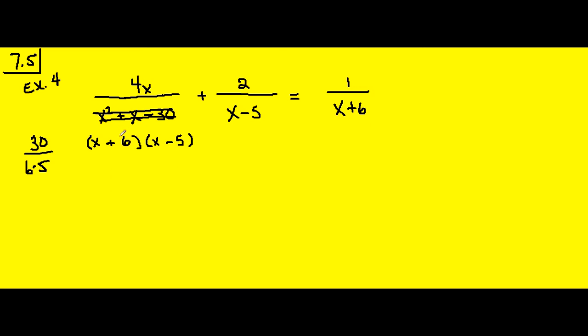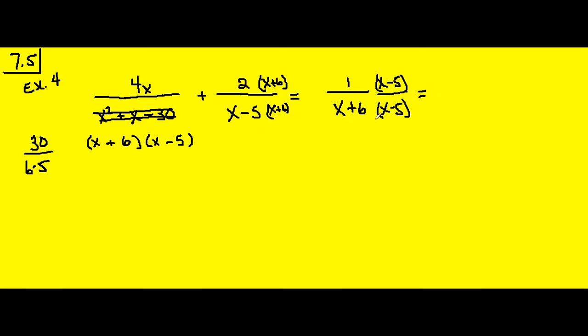So it looks like the LCD is x plus 6 times x minus 5. So on this x minus 5, I'm going to multiply top and bottom by the x plus 6, because that's what's missing. Okay. And then this third term here, I'm going to multiply top and bottom by x minus 5. X minus 5 over x minus 5. How's that?